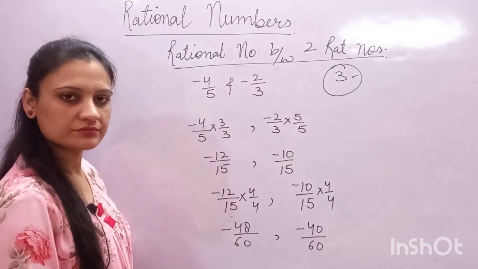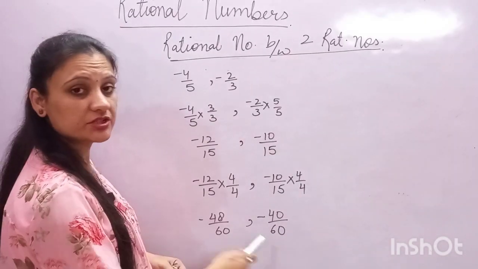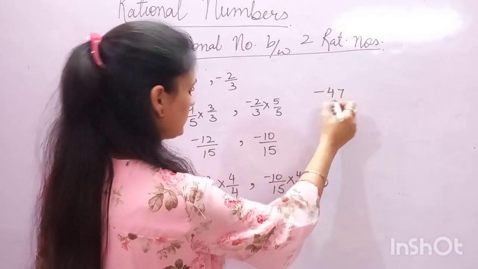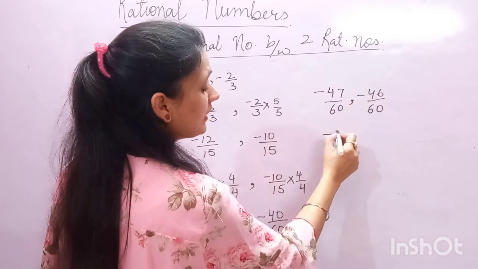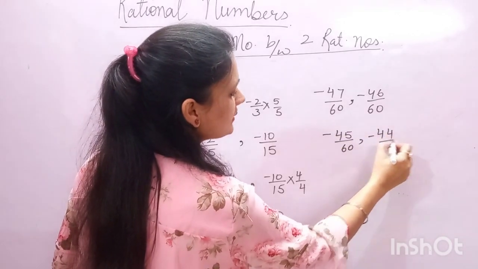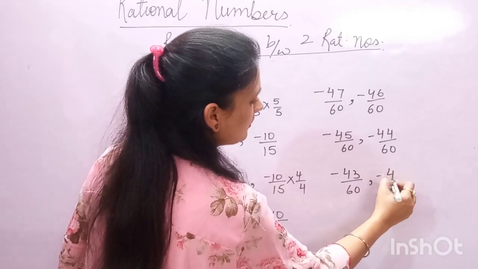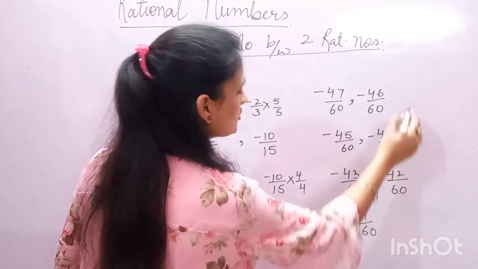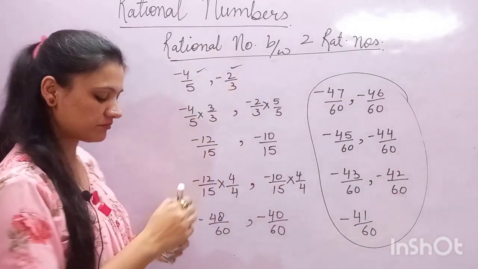Now find out. Minus 48 to minus 40 is? Okay. Now what are the rational numbers that lie between minus 48 and minus 40? You can say minus 47 by 60, minus 46 by 60, minus 45 by 60, minus 44 by 60, minus 43 by 60, minus 42 by 60, and minus 41 by 60. So these all are the rational numbers between the given two rational numbers.